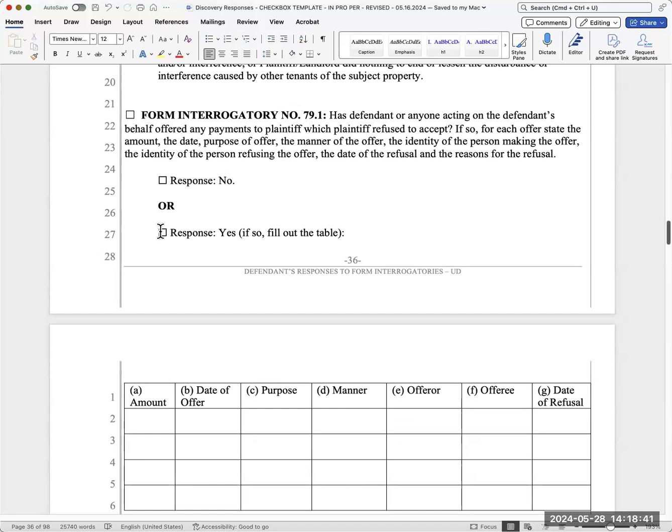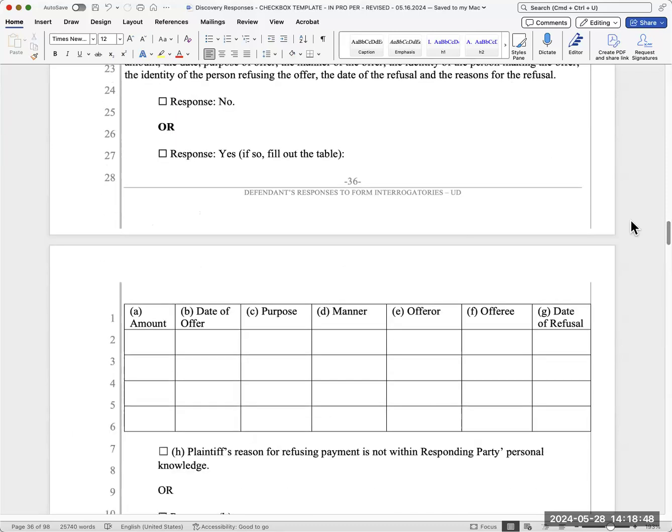If there have been instances where you tried to make a payment, partial payment, check here and fill in the chart. The amount, the date of the offer, the amount offered, the date offered, the purpose, the manner, the offer, the offeree, the date of refusal. Sometimes when tenants fall more than 1 month behind, the landlord will say, I only can accept the full amount, right? You're trying to make one payment, but they were saying it's all or nothing, right? That would fall under this. Check yes. I tried to make this payment and it was refused on this date by this person.